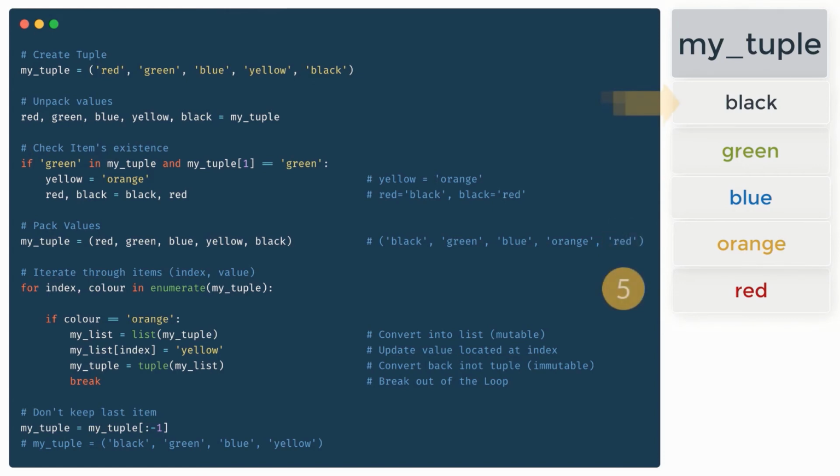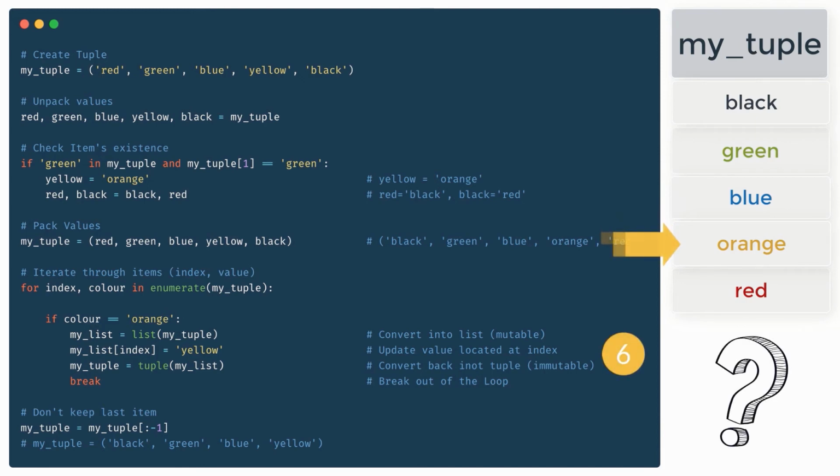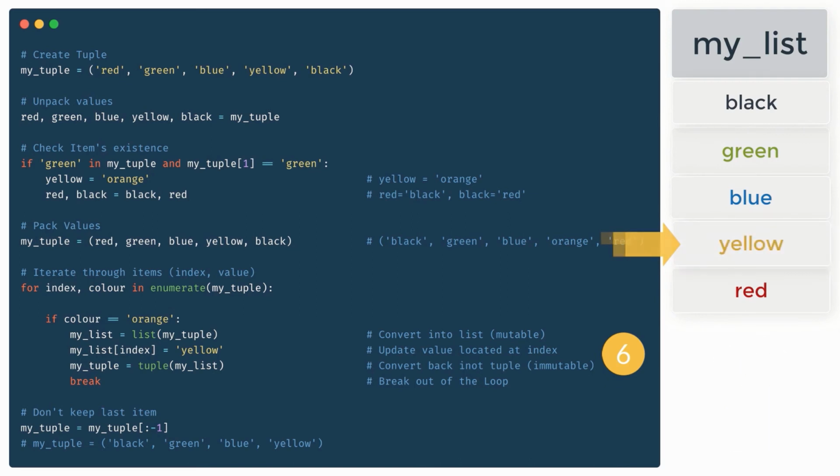Then iterate through its items using for loop and the enumerate function, so that you can access both the current value, and its associated index in the tuple. As soon as you encounter the value orange, you will convert your tuple into a list. Update the item located at this index, with the new value yellow. Then, convert it back into your tuple, so you can exit the loop straight away.